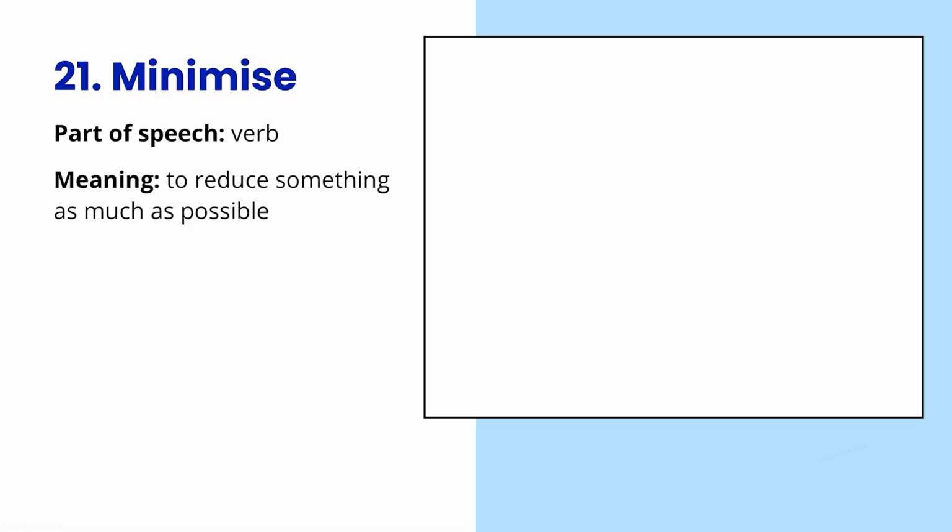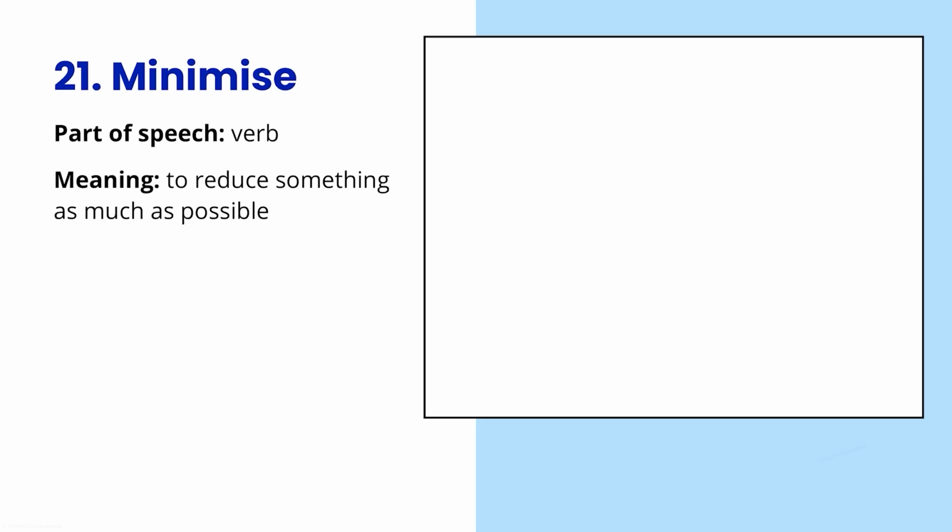So adequate means something meets the basic requirements. You know, it's enough, but it's probably not fantastic. It's just enough. Now, it's a great word to use instead of just saying enough. Moving on to 21, which is minimize. Minimize is a verb, and it means to reduce something as much as possible.